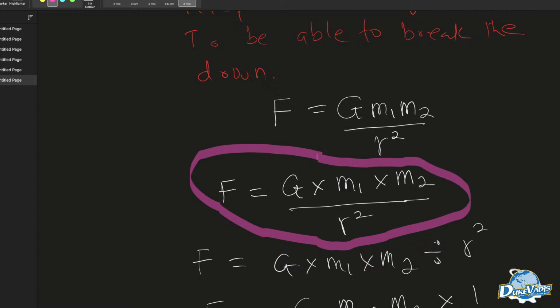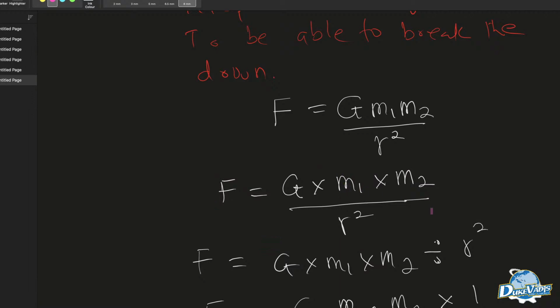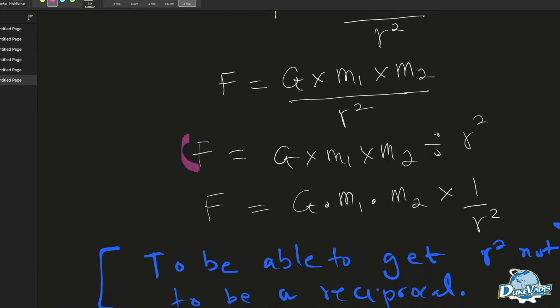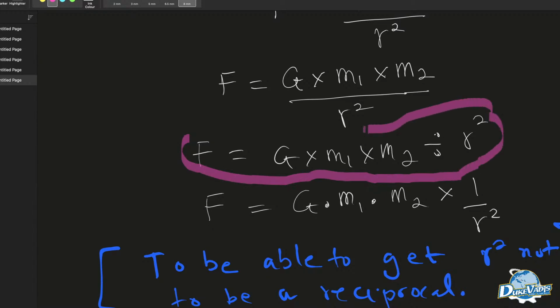Now, what I've done is I've broken them down. It's g multiplying m1 and m1 multiplying m2 all over r squared. After doing that, we once again say that this same equation can also be written in this form, where f is equal to g m1 times m2 divided, using our traditional division sign over here, as you can see. So all we're trying to do is let you know that the division sign can also be written in this form.